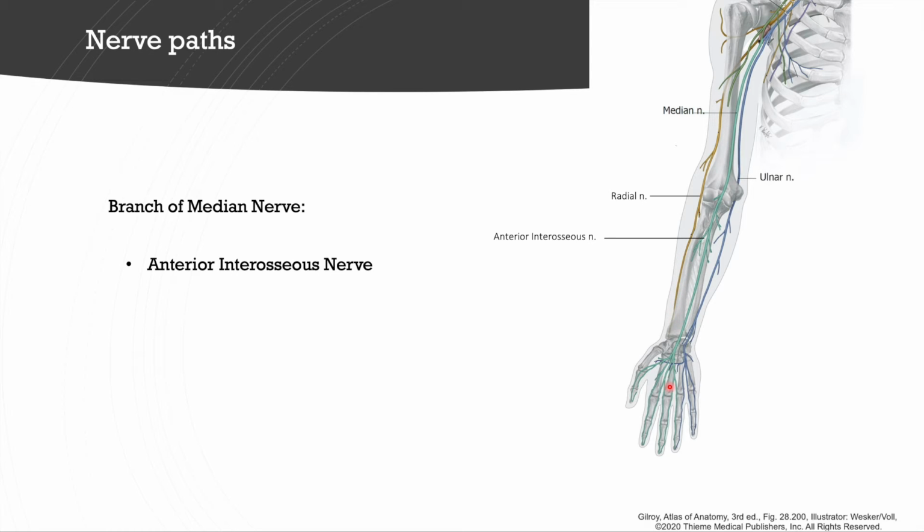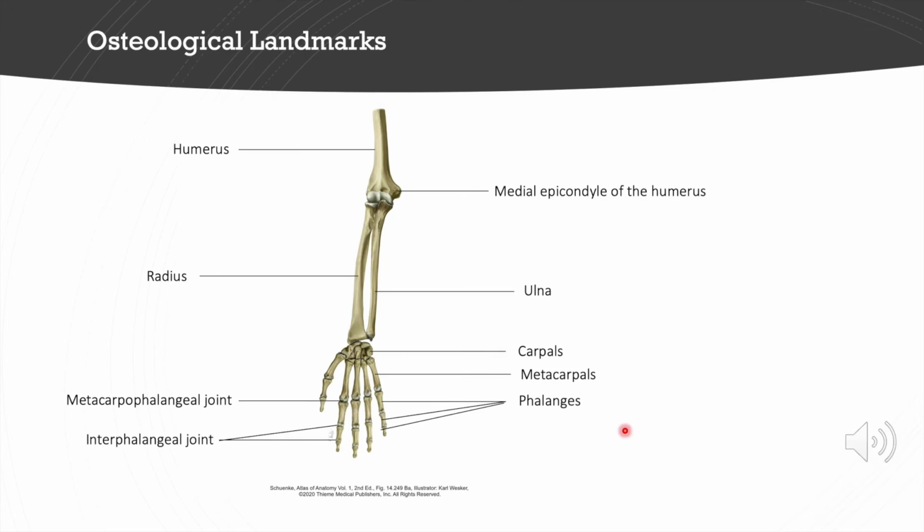Next, Hilary will briefly discuss important osteological landmarks before we get into the muscle groups. There are several important osteological landmarks on the anterior forearm and hand. Firstly, there is the medial epicondyle on the distal aspect of the humerus. This is known as the common flexor origin because all of the superficial and intermediate muscles originate there.